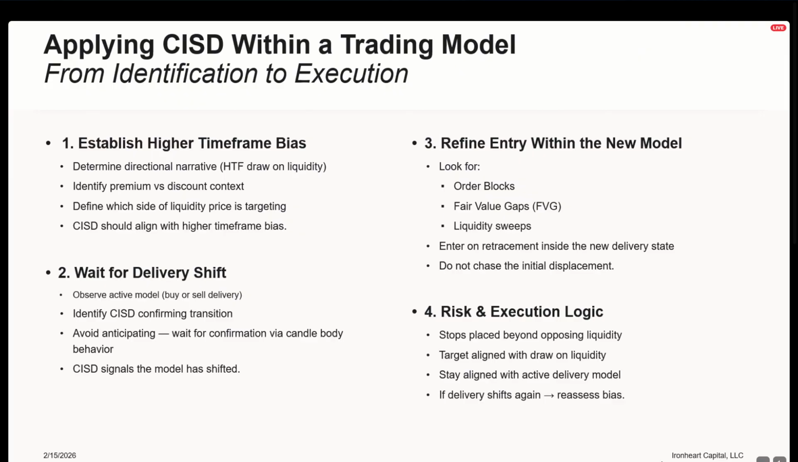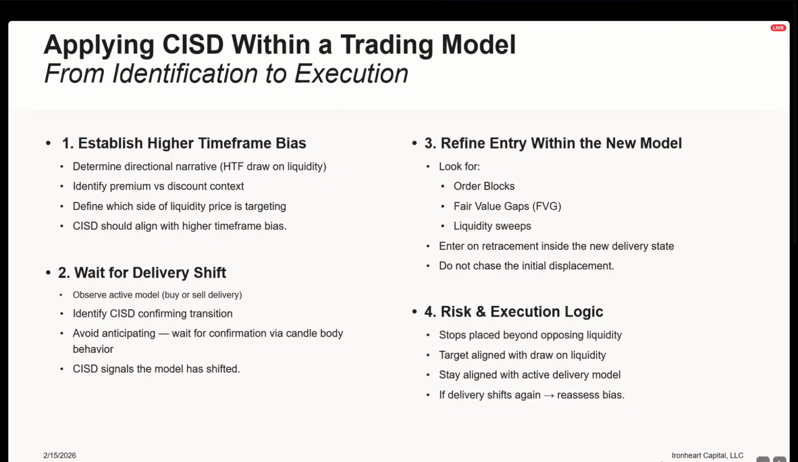Understand that the change in the state of delivery needs to align with a higher time frame bias, right? So if there is a weekly change in the state of delivery to the downside, you should only be looking for shorts or for puts. Then you want to go down to lower time frames and find a bearish change in the state of delivery.